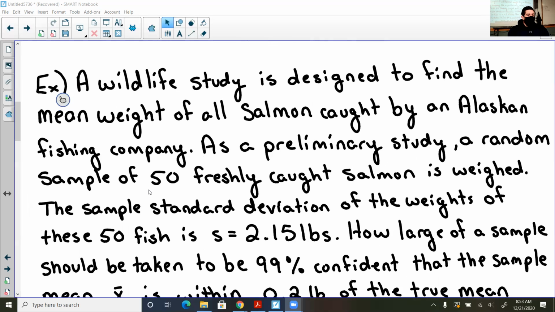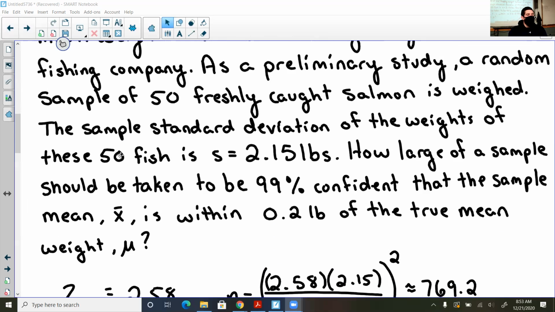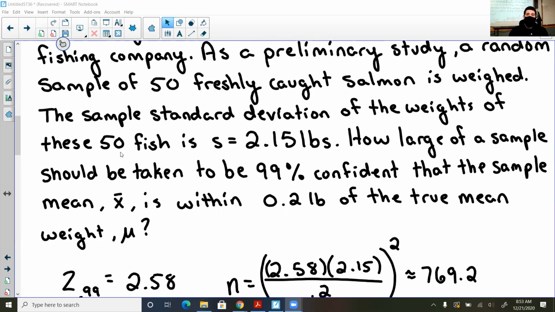So just to dive right into it, I have this example. We have a wildlife study designed to find the mean weight of all salmon caught by an Alaskan fishing company. As a preliminary study, a random sample of 50 freshly caught salmon is weighed. The sample standard deviation of the weights of these 50 fish is S equals 2.15 pounds. How large of a sample should be taken to be 99% confident that the sample mean, X bar, is within 0.2 of a pound of the true mean weight, being our population mean?